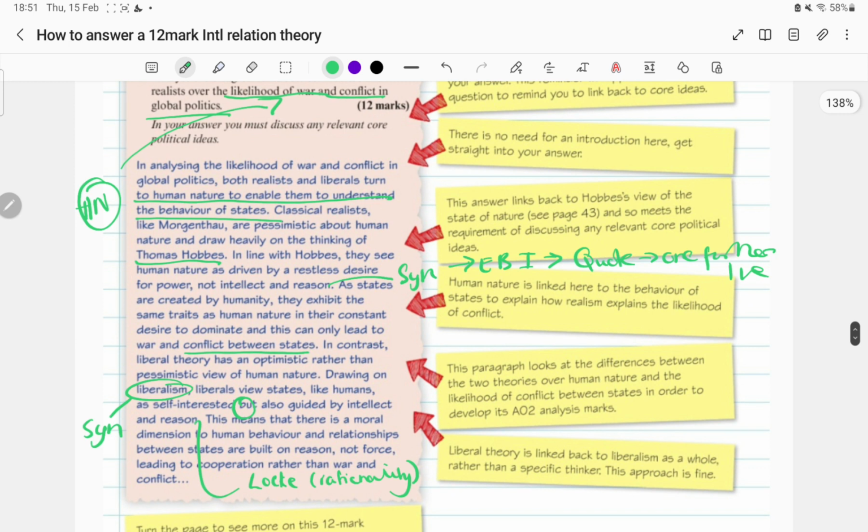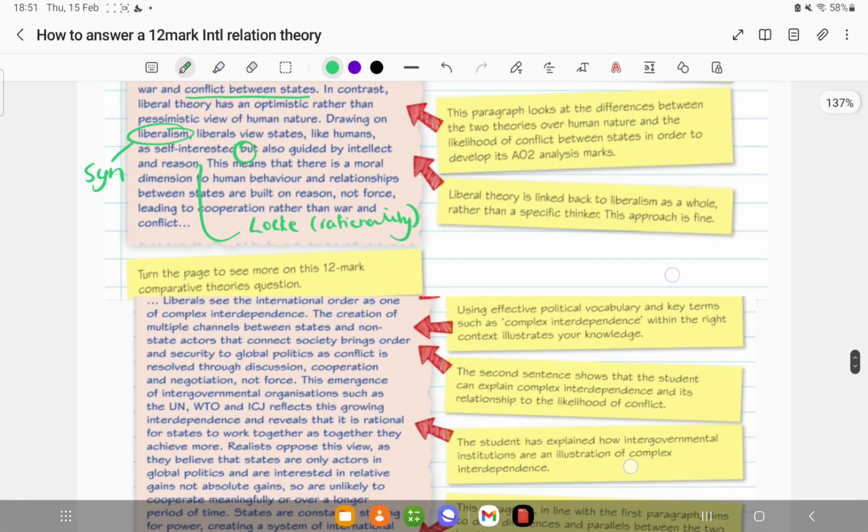So as you can see, they've started with the reason. They've said human nature. They've then linked it to realism and its implication. Then they've done the same: human nature, linked it to liberalism and the implication. So the only thing missing is that kind of link back to what that really looks like in the world. But hopefully you have a good idea of where to start.